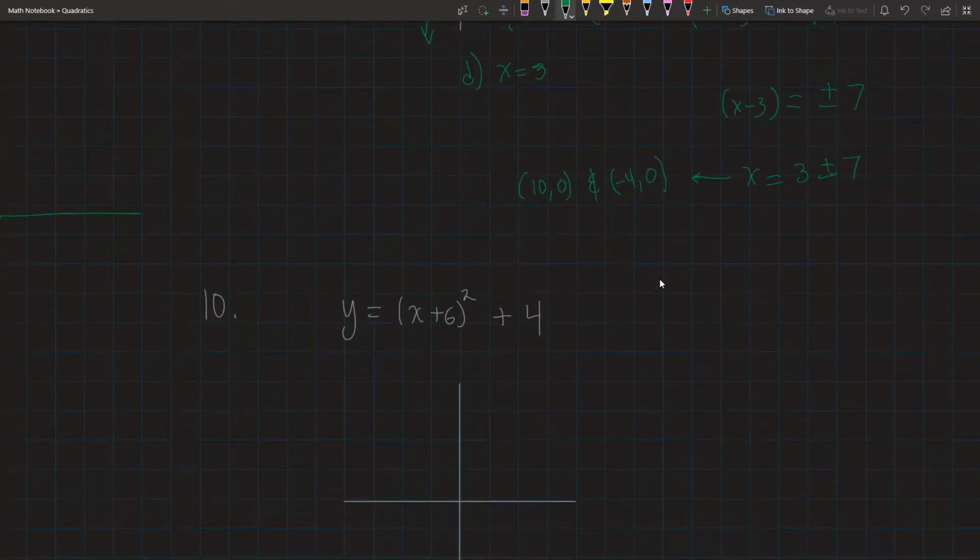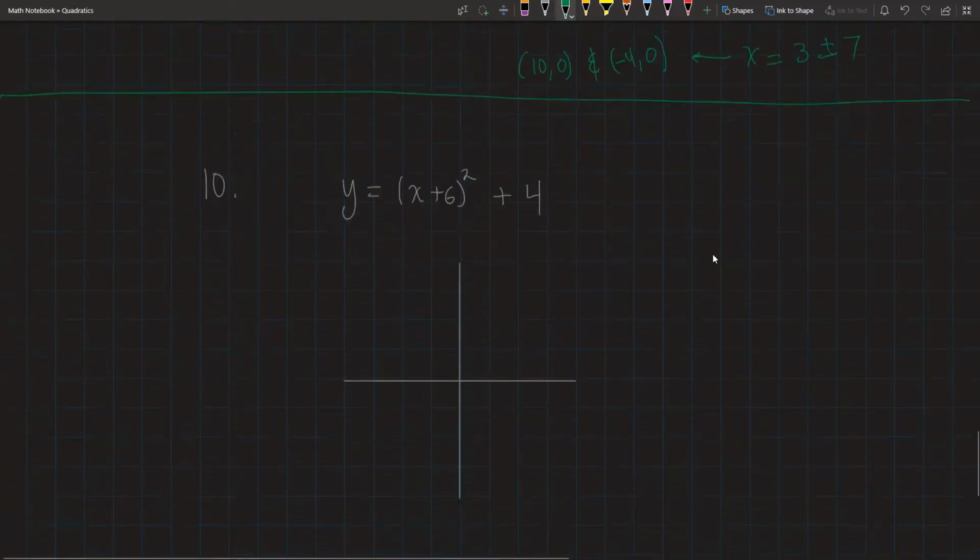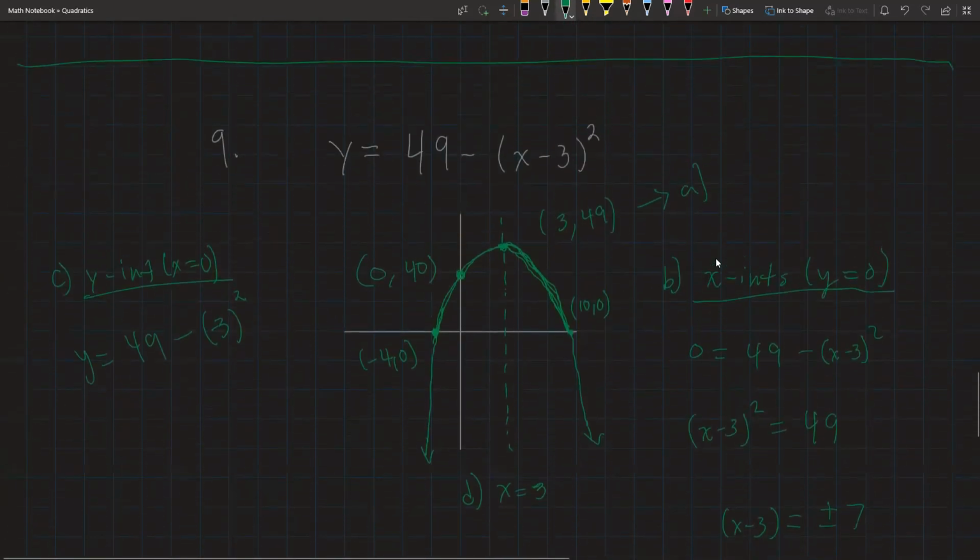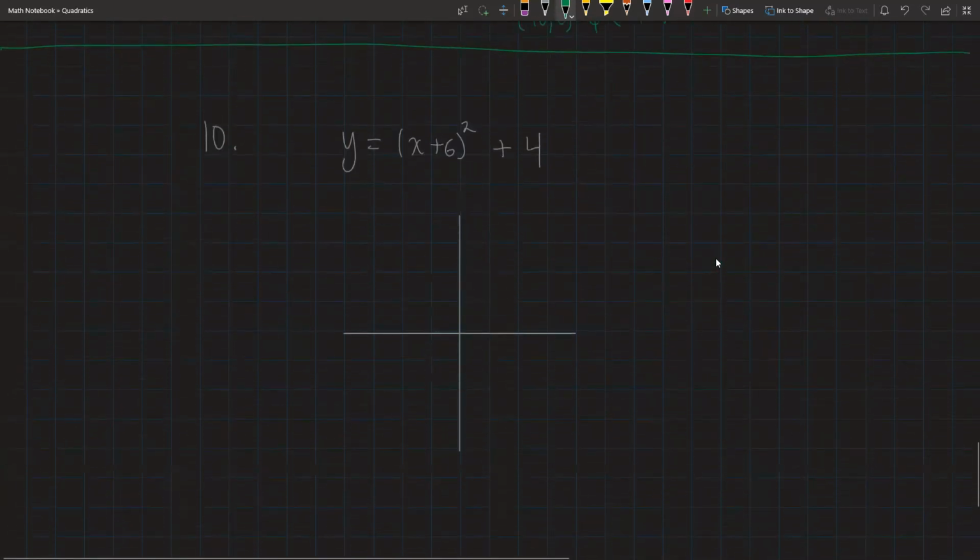Trying to make sure that we have one last problem. All right. Again, I always encourage you, if you want to pause and try yourself. I know this has been pretty long, but this is every type of scenario that you could possibly see. Vertex is when x is negative 6. When x is a negative 6, we get a positive 4.